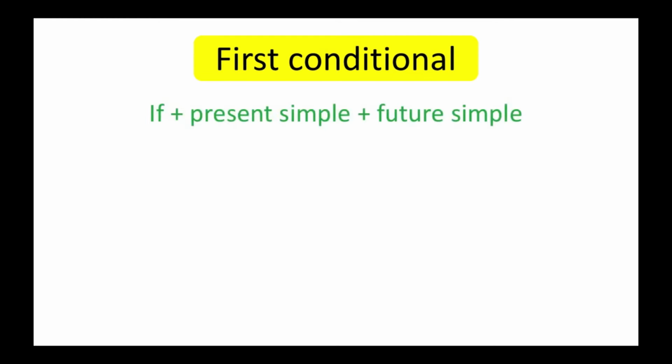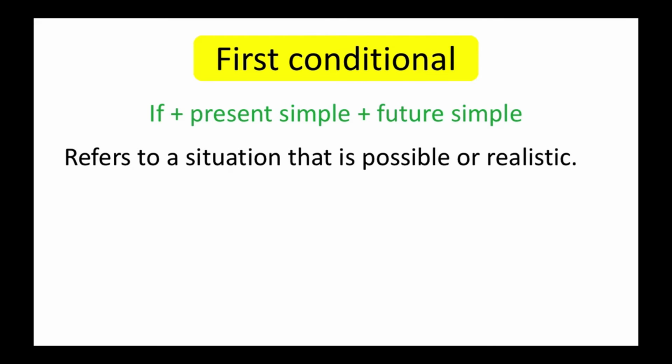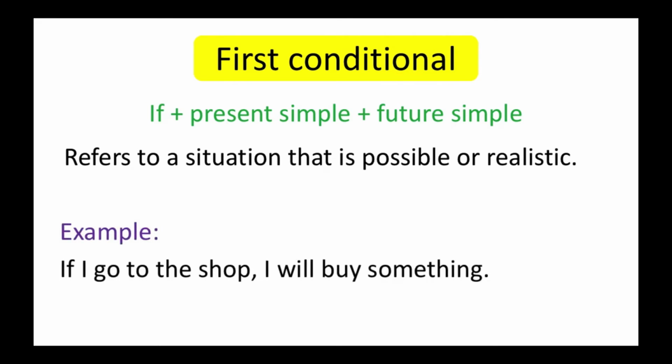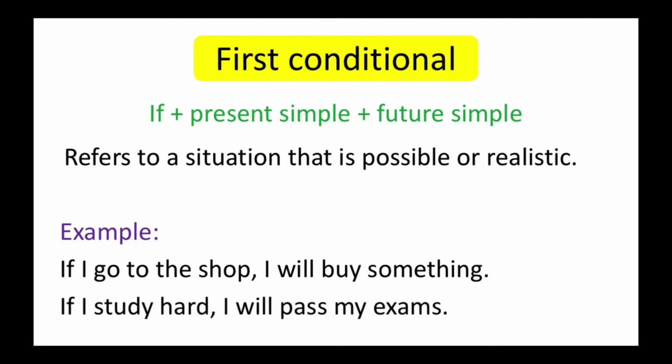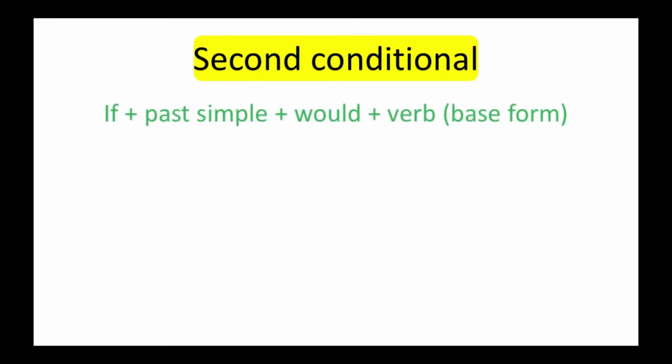Now let's learn about the first conditional. We have if plus present simple plus future simple. In this case you have to use will. It refers to a situation that is possible or realistic, but in the future, my dears. So, if I go to the shop, I will buy something. You don't buy it in the moment, so you will buy something. If I study hard, I will pass my exams. You have an expectation about that one, and it could be possible.